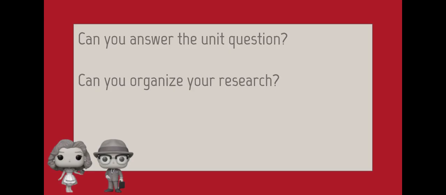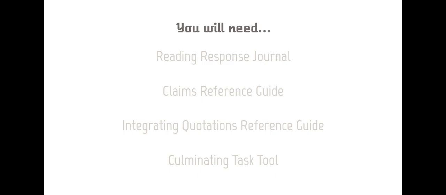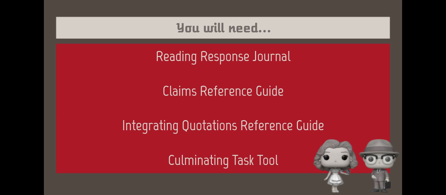Here are our learning targets for this lesson. Can you answer the unit question? And remember that the unit question is the American dream of homeownership viable for all Americans? And can you organize your research? For this lesson, you will need your reading response journal, your claims reference guide, your integrating quotations reference guide, as well as your culminating task tool. And remember, the culminating task tool was posted back in lesson 1.1.